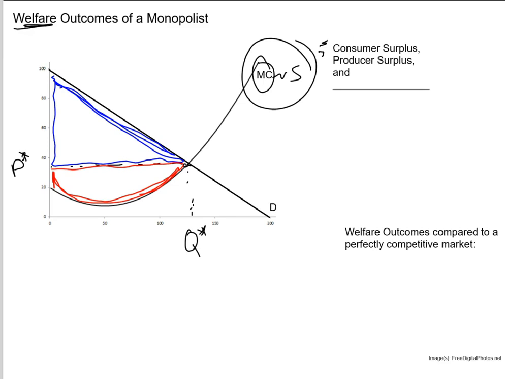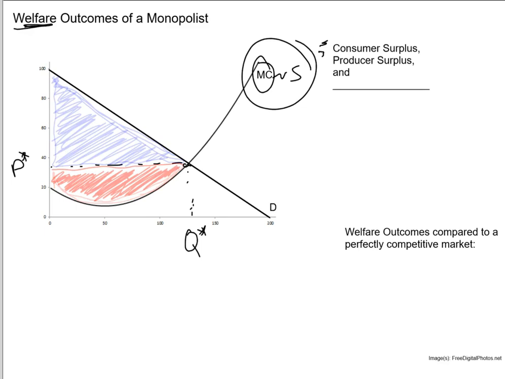So I'm going to fill these in and then put them into the background, and then on top of it, compare these welfare outcomes to a monopoly outcome. All right, so we've got in the background, that's where consumer surplus and producer surplus are in a competitive market.